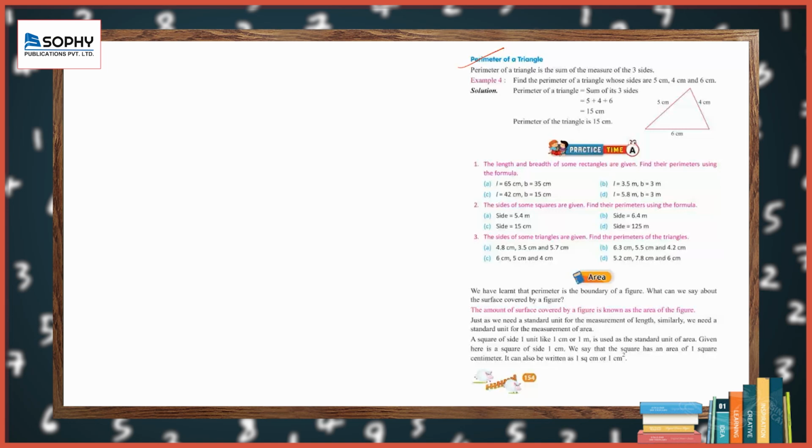Let's look at the perimeter of a triangle, students. Perimeter of a triangle is the sum of the measures of all 3 sides. We have to find the perimeter of a triangle whose sides are 5, 4 and 6. So perimeter is equal to the sum of all sides, that is equal to 15 cm.